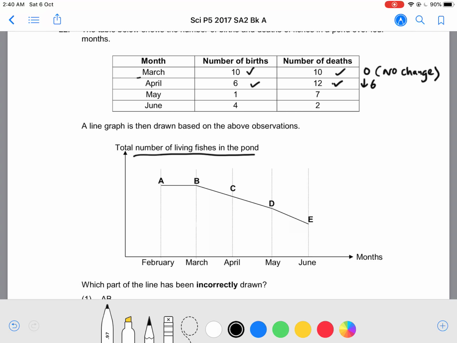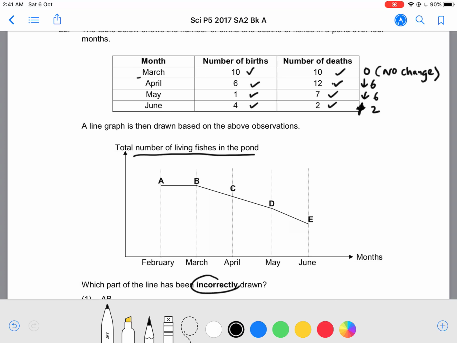What about the month of May? 1 born, but 7 died. So that means it also drops by 6. Okay, so the population keeps dropping. And in the month of June, you have 4 born, and now you have 2 died. So the population actually increased by 2. Right? 4 were born, but only 2 died. So the population actually increased.